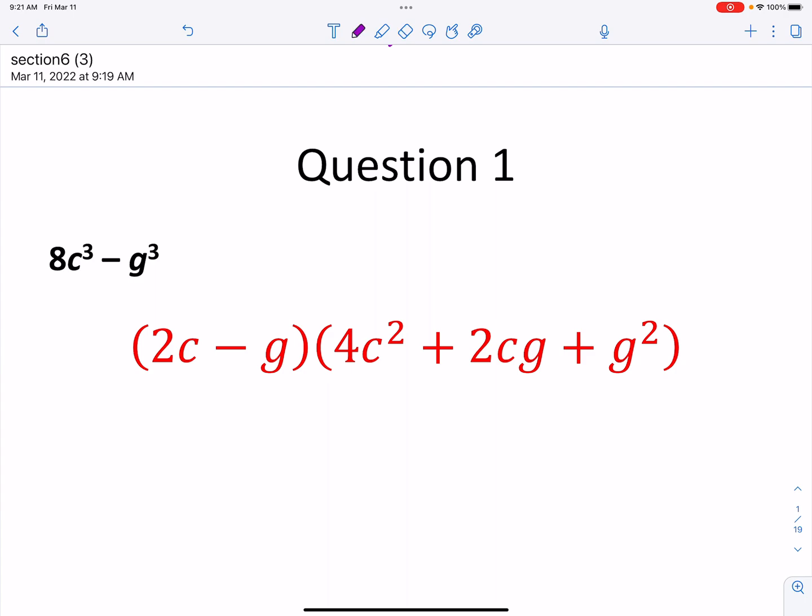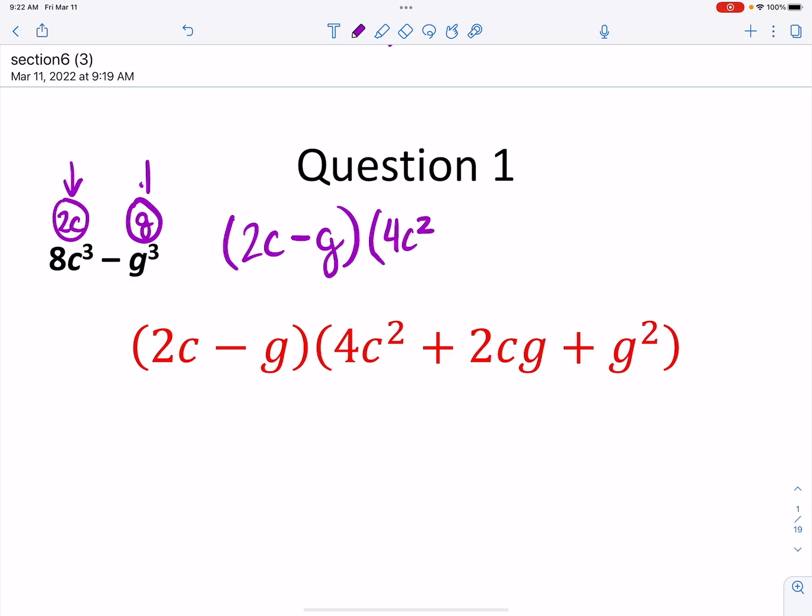Remember, this is the difference of cubes. This is 2c. This is g, right? So my first set of parentheses is the cube roots, whatever is above. And then in my second set of parentheses, I would square this one, so that's 4c squared. I would square this one to get the last term. And then the product is what goes in the middle. When you square it, it's always going to be positive. The product goes in the middle, so that's 2cg, and the sign has to be opposite because you've got to get it to cancel.